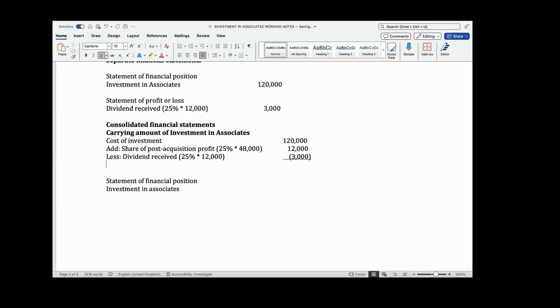So what are we looking at as investments in associates? 129,000. Okay. So we have 129,000. And in the statement of, sorry, this should be consolidated.